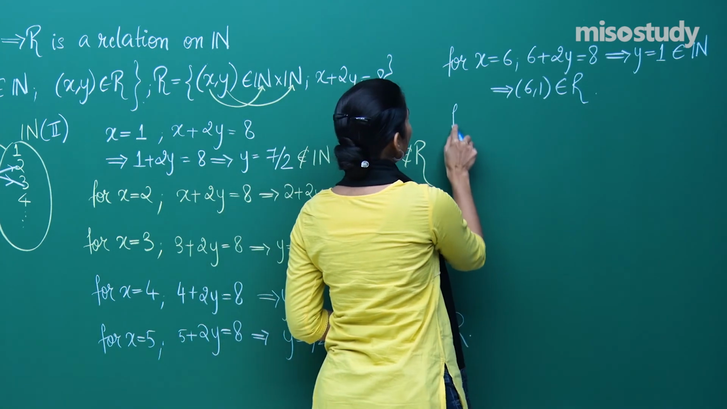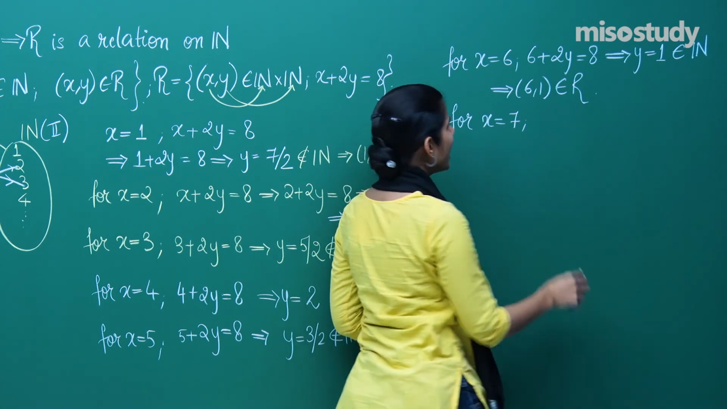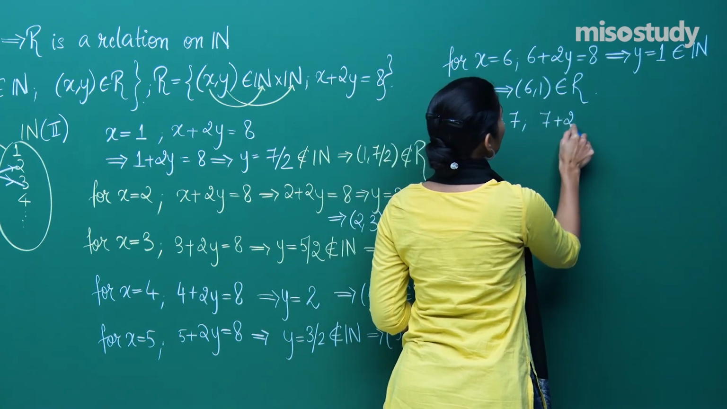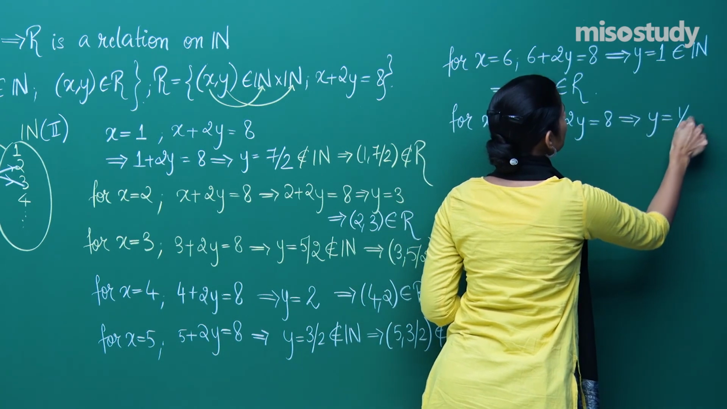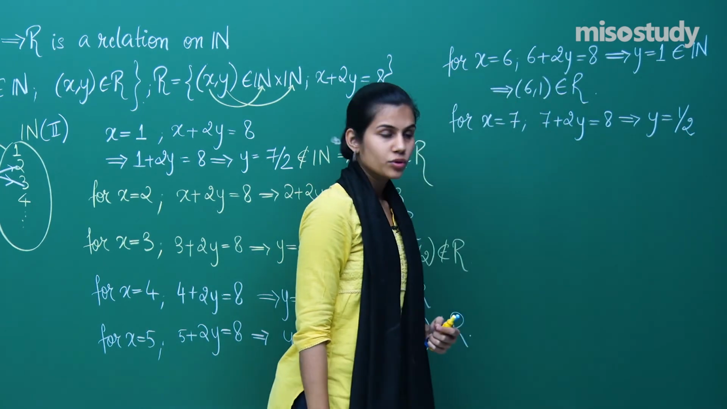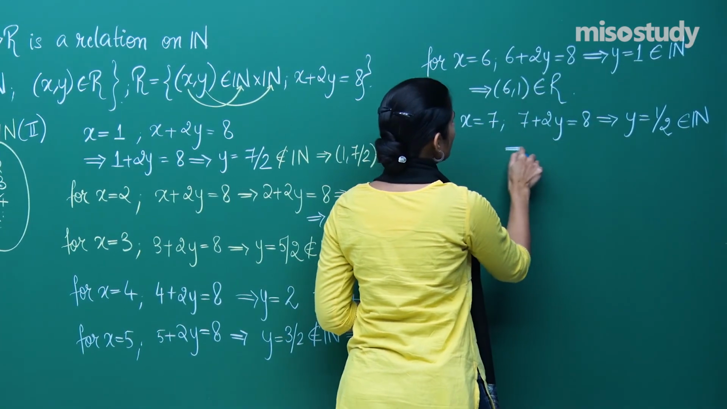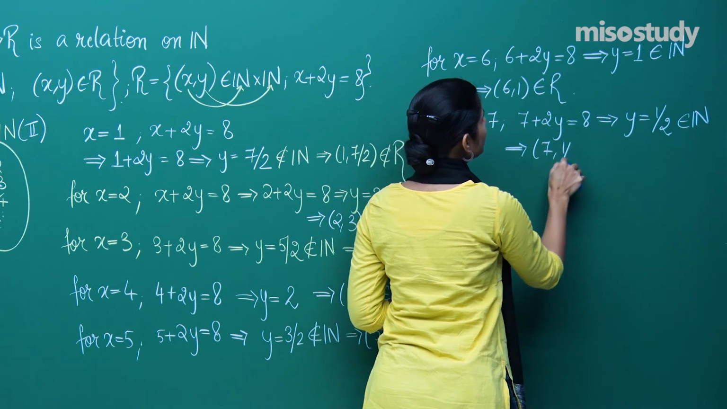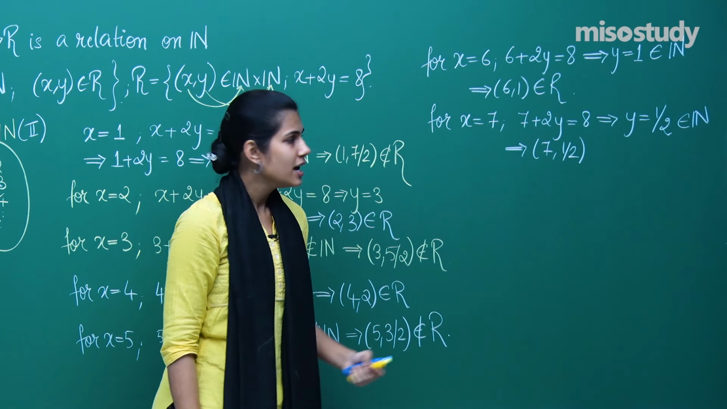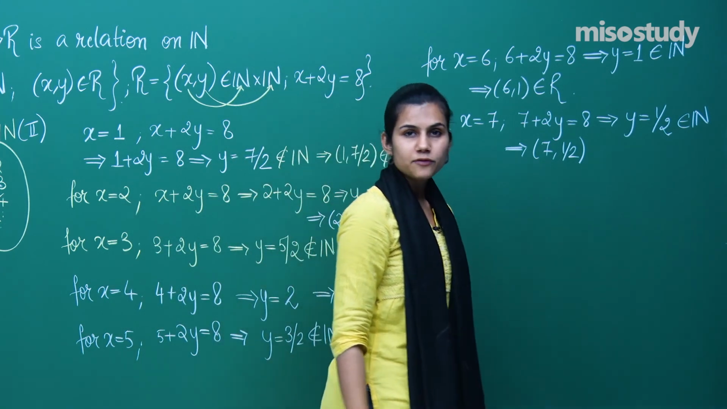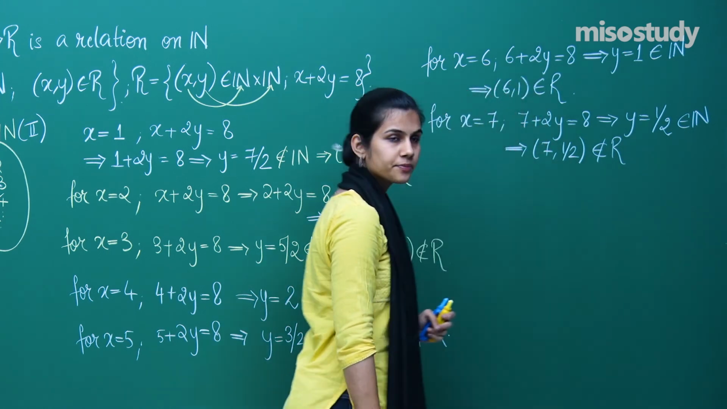If I try for x equals 7, I have 7 plus 2y equals 8, making y equals 1 by 2, which is again not sitting in the collection of all naturals, which implies, yes, 7 comma half is very much satisfying the rule of x plus 2y equals 8, but this ordered pair does not come from N cross N and therefore cannot sit inside R.